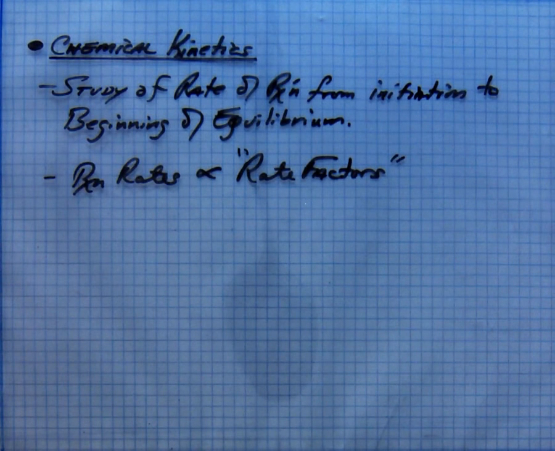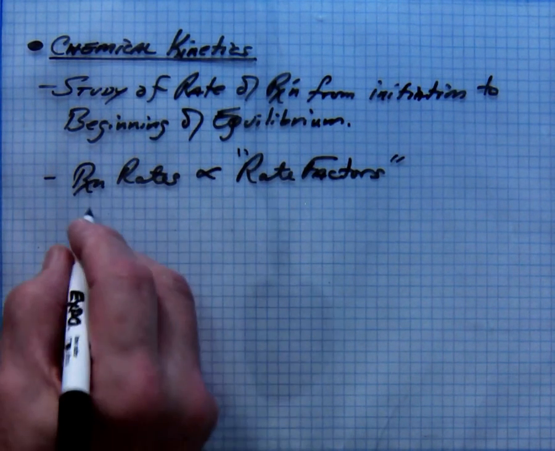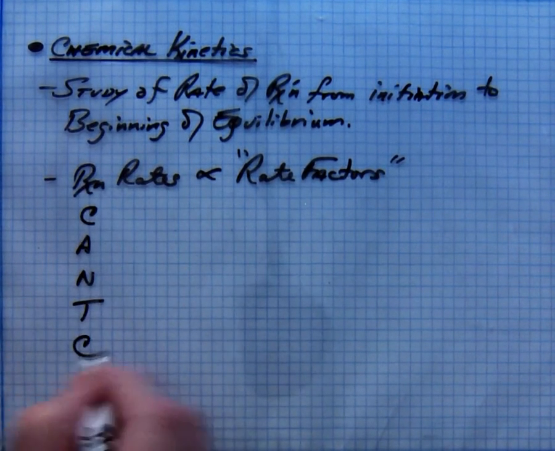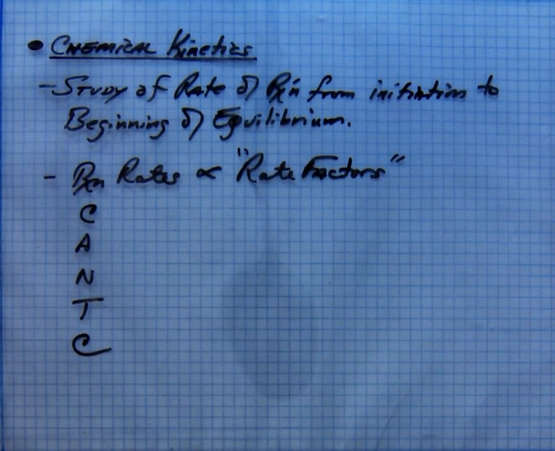There are 5 rate factors. And they're real easy to remember. You will remember this for the rest of your life. The acronym will spell the rate factors. C, A, N, T, C. Can't see. This is an acronym for those 5 items.